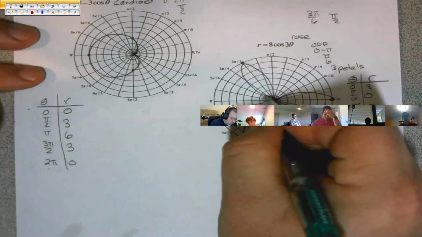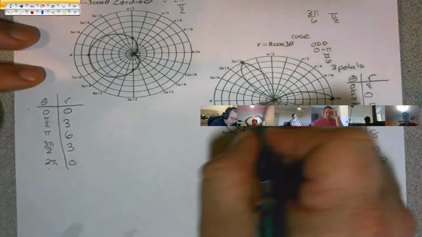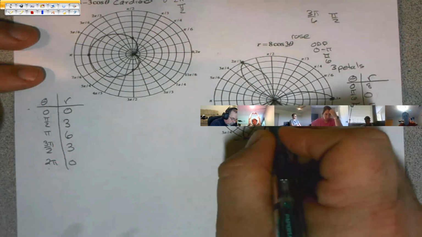And that should be nice and rounded, not real sharp. I end up drawing these a little too sharp. And then pi, pi over here is back to -8. So then we get right back to where we started.